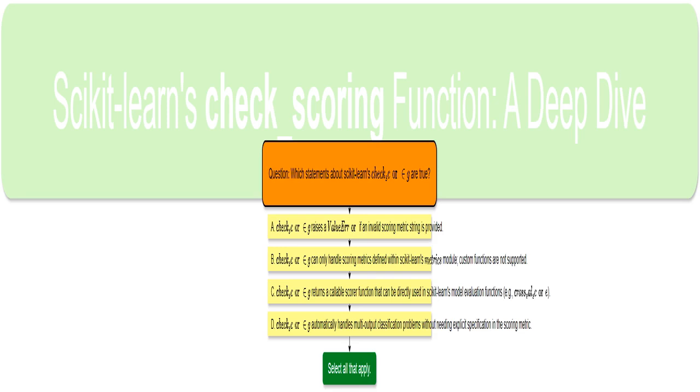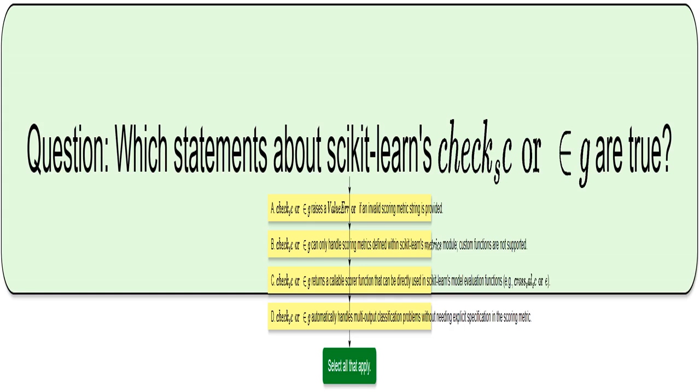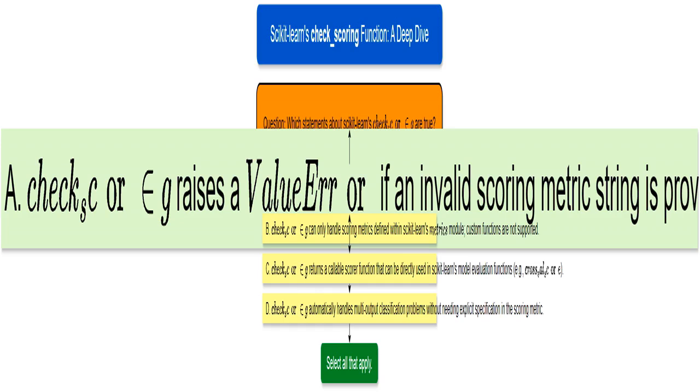I'm going to explain scikit-learn's _check_scoring function. It's a tool that helps you make sure you're using a valid scoring metric in your machine learning project. Think of it as a quality control checker for your scoring method. This is the question we need to answer. We'll evaluate each statement to see if it accurately describes how _check_scoring works. This statement is true.